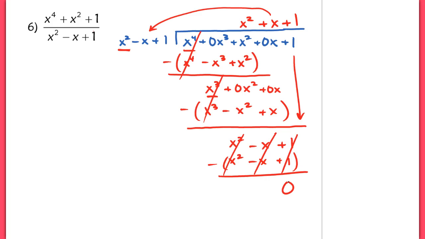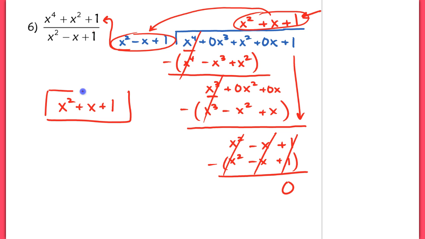So what this is actually telling you is that x squared minus x plus 1 is a factor of that. If something divides it completely evenly, then that means that both of these are factors of x to the 4th plus x squared plus 1. But anyhow, the original problem here is just to divide the polynomials. So we end up with this on top, x squared plus x plus 1. All right, so that would be my final answer here.